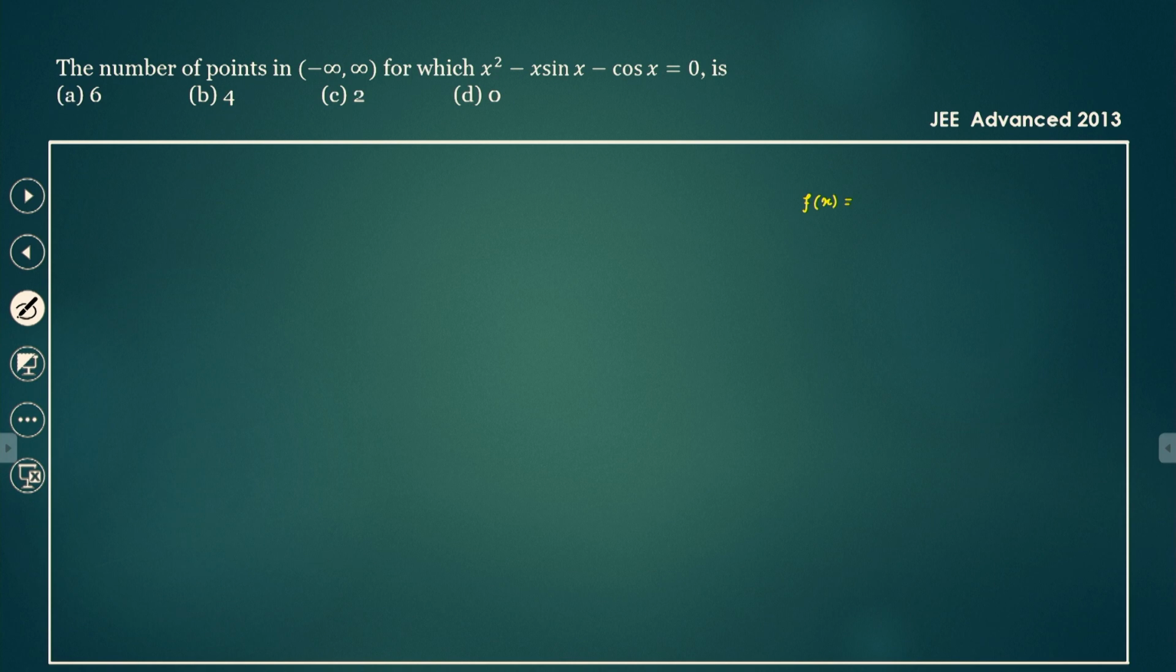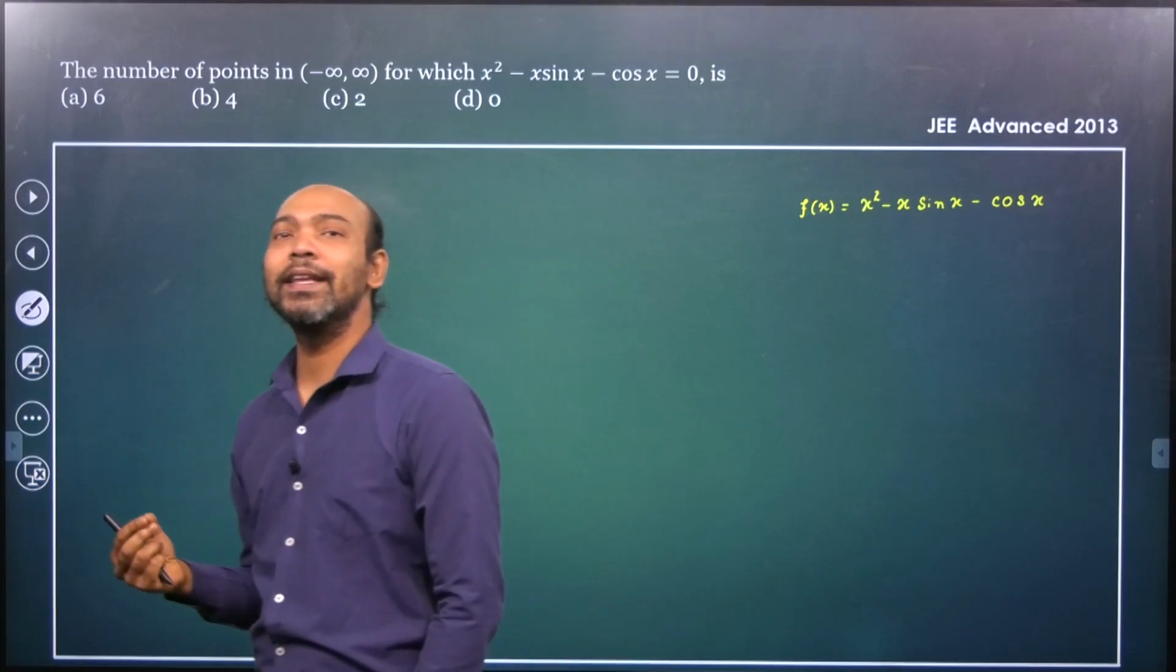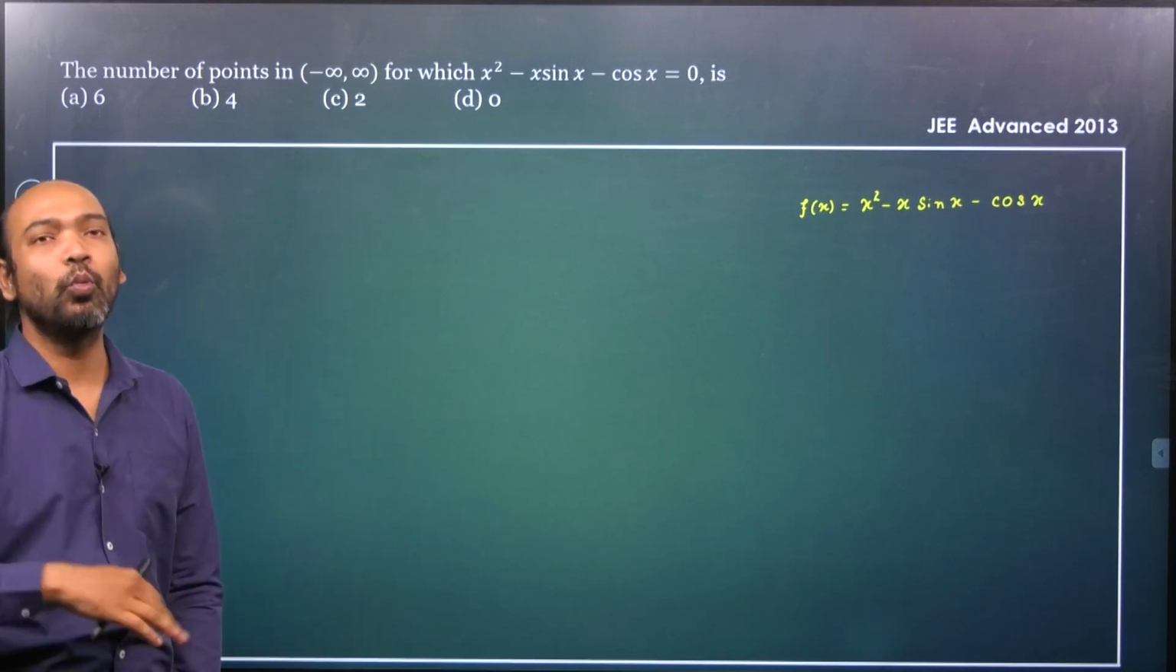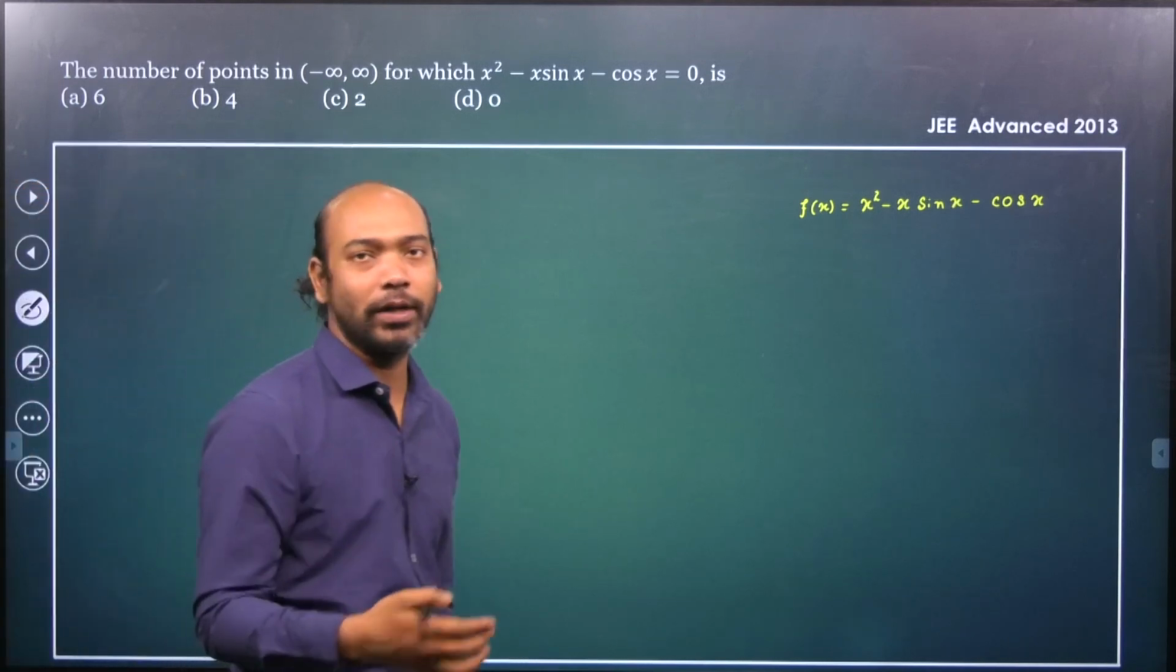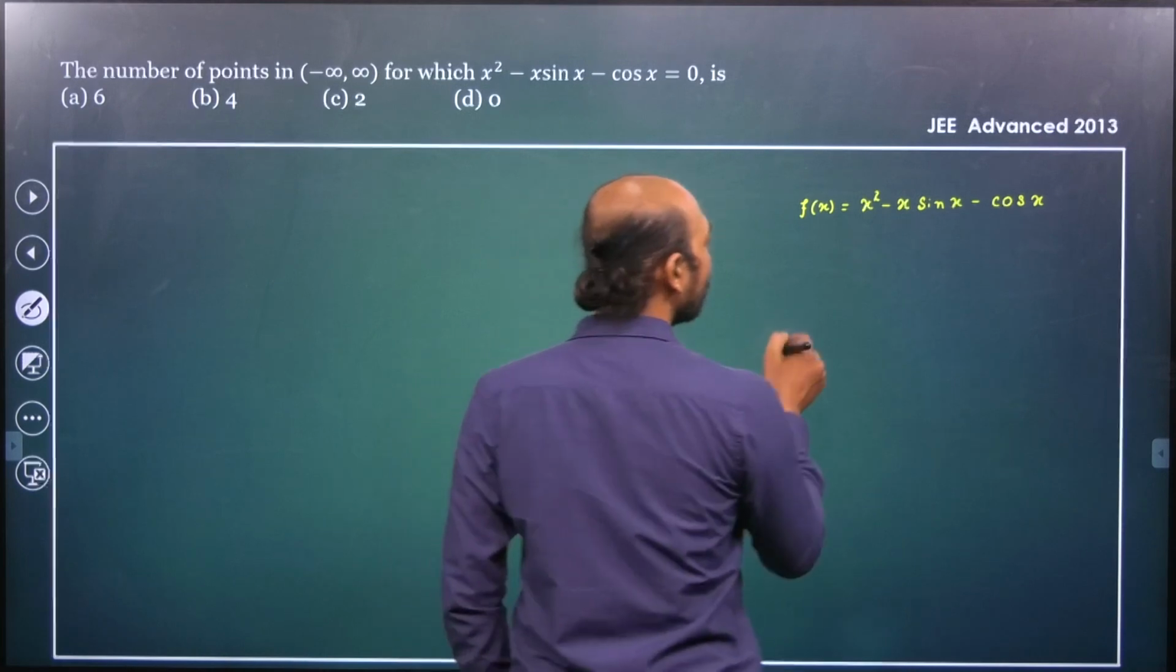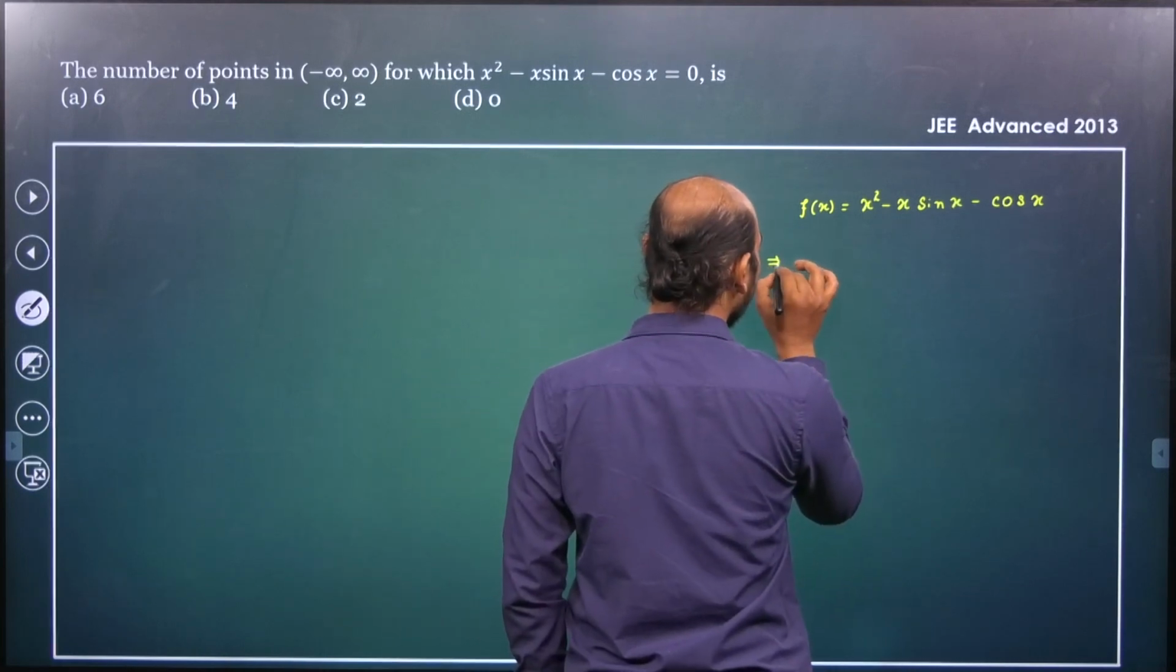equal to x square minus x sin x minus cos x. Now to plot a function, obviously we need the maximum value, the minimum value, or the critical points. Those are important concerns.